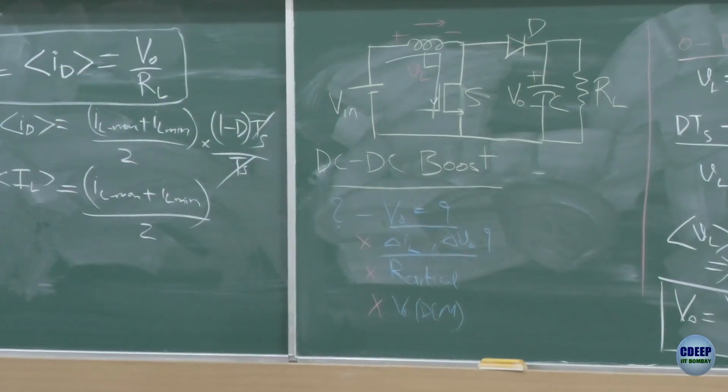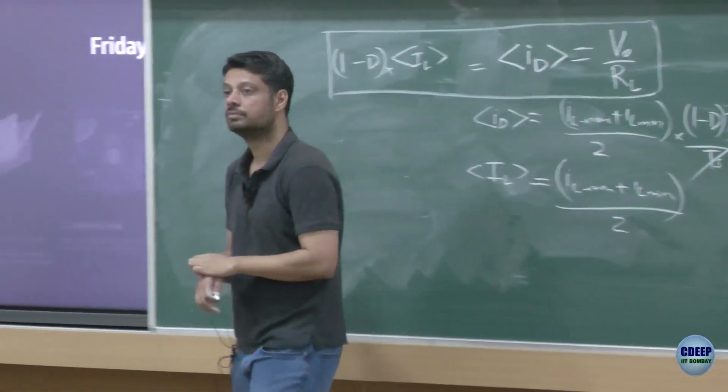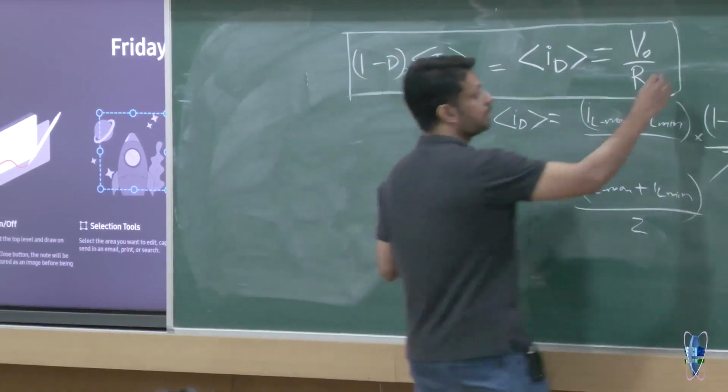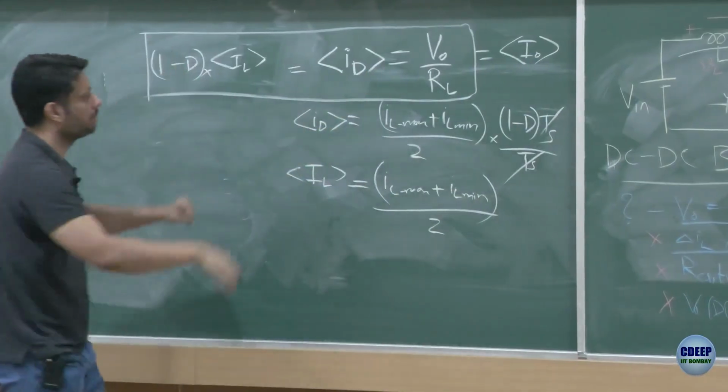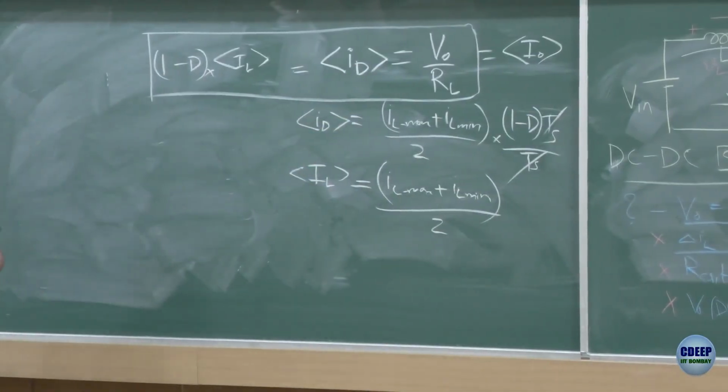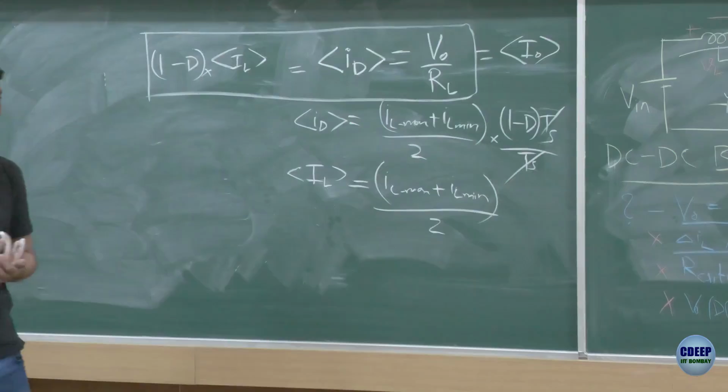Any other doubt here? You could have derived it much faster. This is the average output current, by the way. You could have derived this relationship much faster, and you have done it as a part of the assignment also, right?